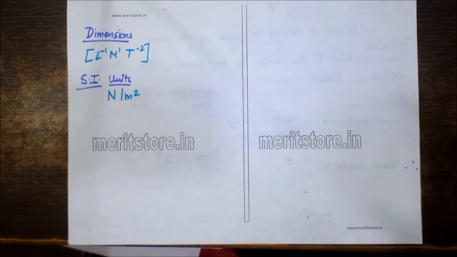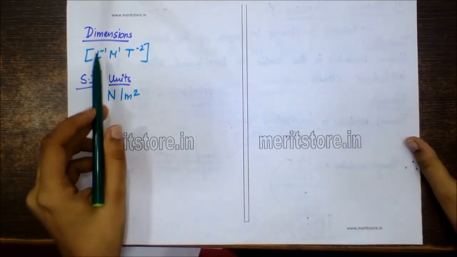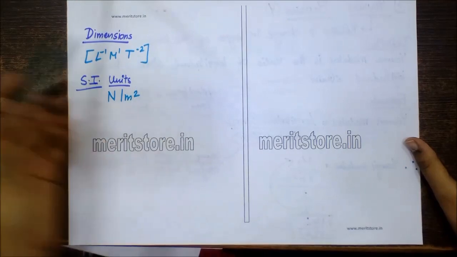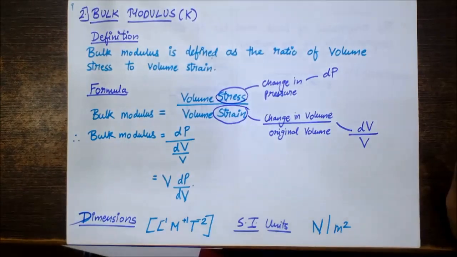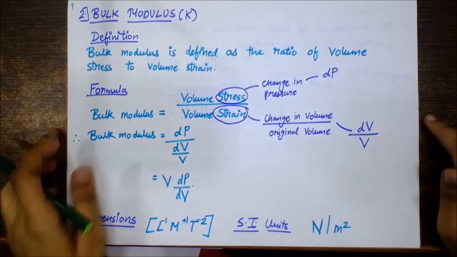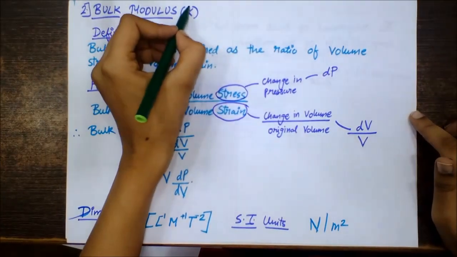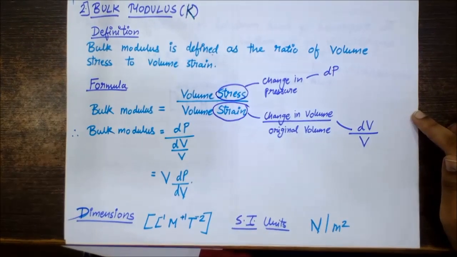The dimensions of the Young's modulus are given by L^-1 M^1 T^-2, because the SI units are Newton per meter square. Moving on to the Bulk's modulus. The symbol for the Bulk's modulus is capital K.